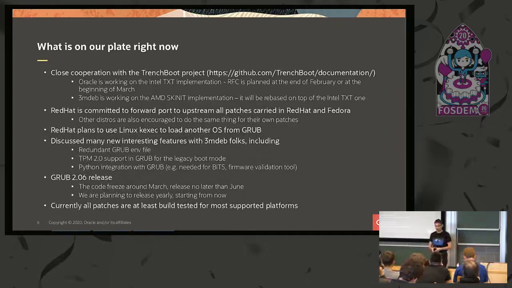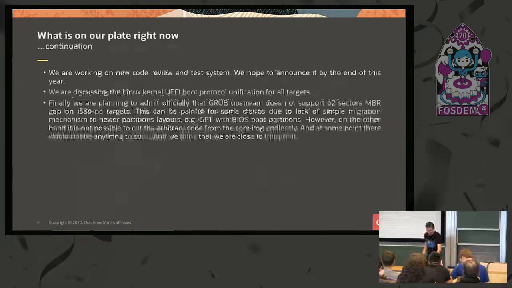Starting from now, we are planning to release the GRUB yearly, if our infrastructure and, in general, the policy of how we maintain the GRUB improve. Of course, we are able to make that release more often. Currently, all patches which are posted on the mailing list are at least build tested. So we do not accept any patches which break any target, any platform which is provided by the GRUB.